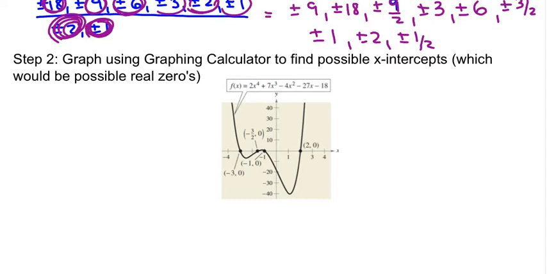So here's the quartic function graphed out. Notice there are some x-intercepts identified here. So we believe there's an x-intercept at -3, 0. Another one at -3 halves, 0. Another one at -1, 0, and another one at 2, 0. And then we're going to start choosing one of those x-intercepts on the next slide with synthetic division.